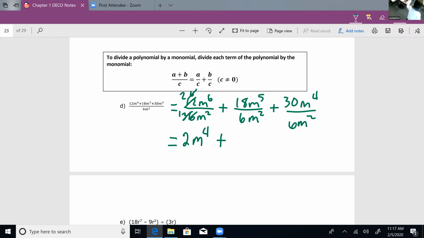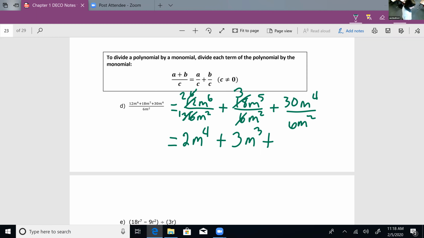6 goes into 18. Say it again. It's how many times? 3. 6 times 3 is 18. So I'm going to get a 3 on the number part. What about m to the 5th over m to the 2nd? Subtract and I get m to the, and does it belong on top or bottom? On the top, m to the 3rd.